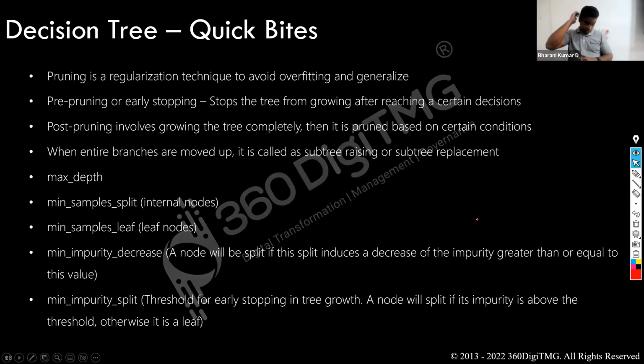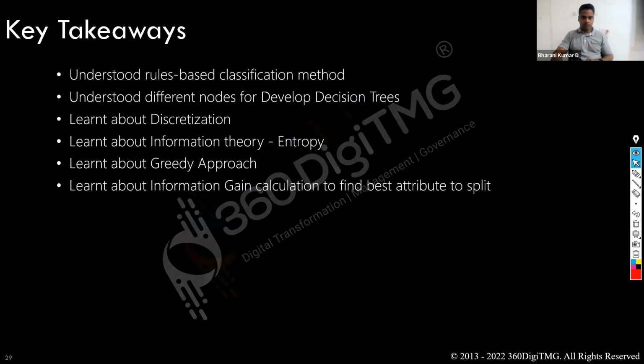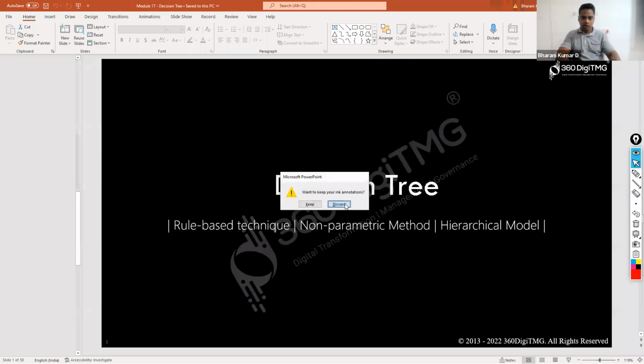Okay, so do we have anything else here? No. Now, hope you all understand greediness. Hope you all understand information theory through entropy, etc. So now we should get into the code part.